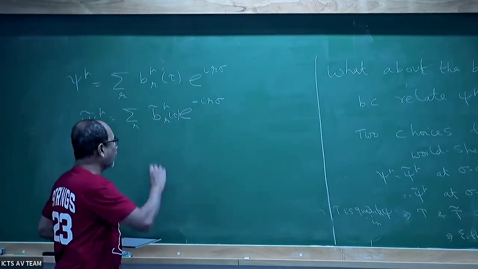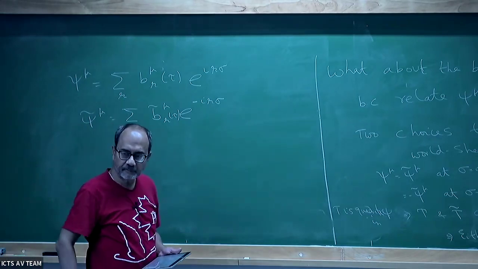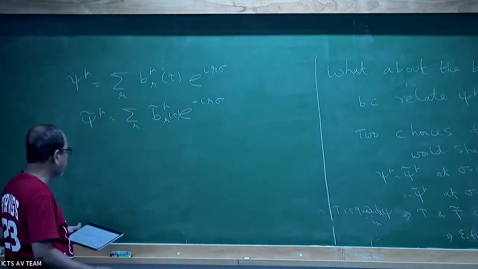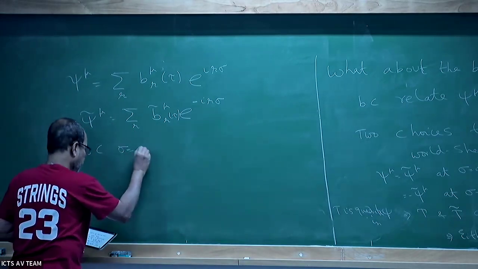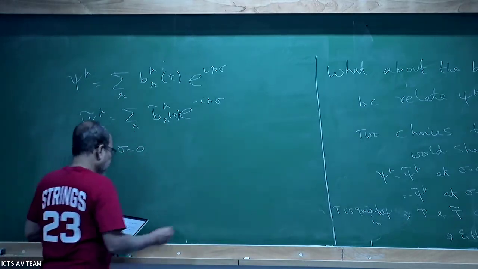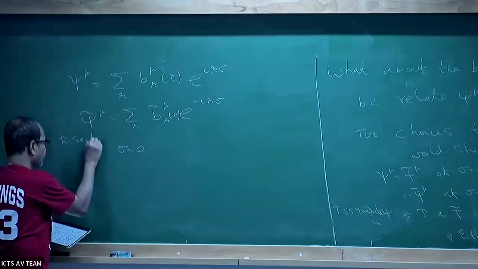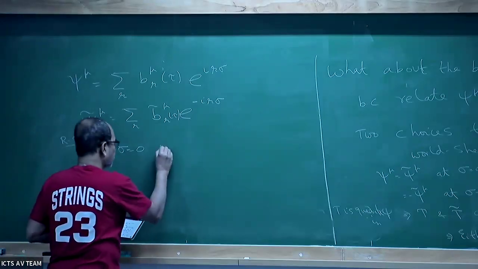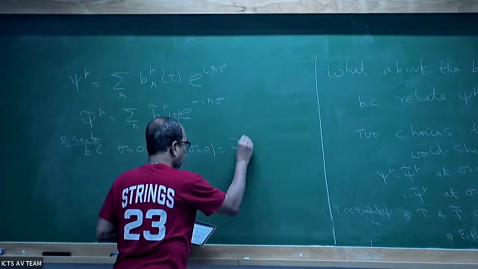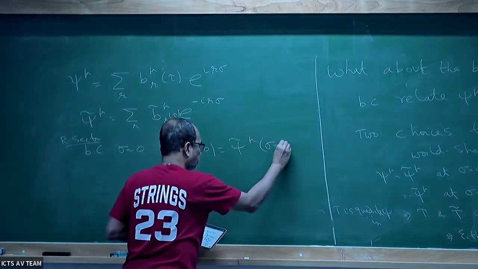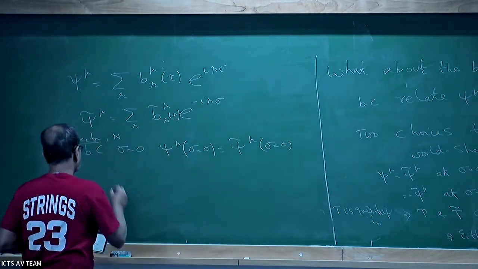So with this, let's try to impose the boundary condition. At this stage, I have not said what values r takes; let's leave it as it is. The boundary condition at sigma equal to 0: suppose we look at the R sector. So psi mu at sigma equal to 0 is equal to psi tilde mu at sigma equal to 0. Let's say R sector, and now I'm being explicit about the boundary condition.